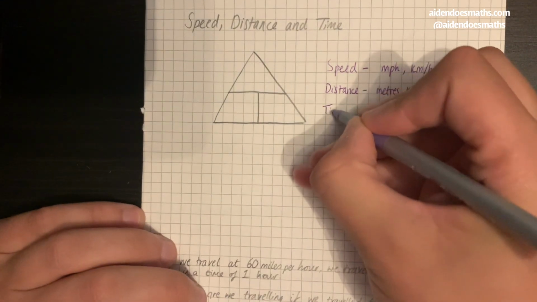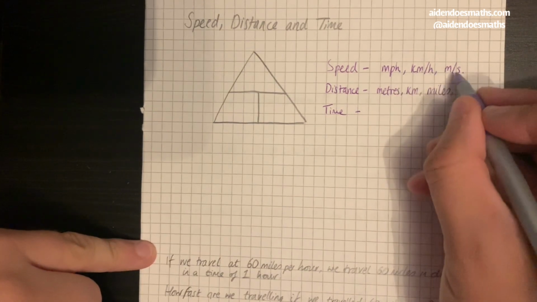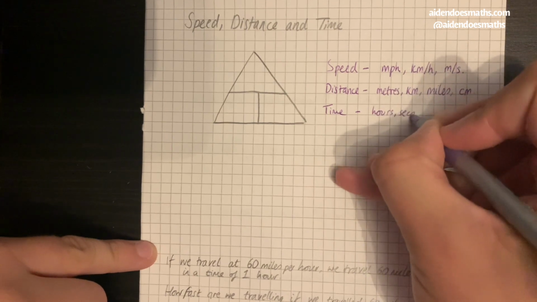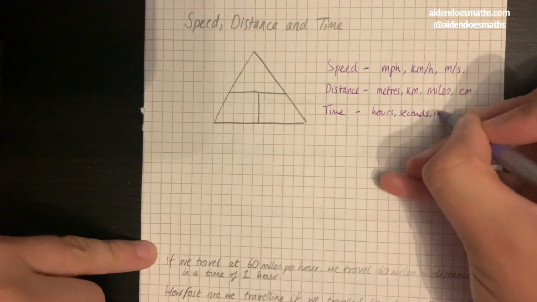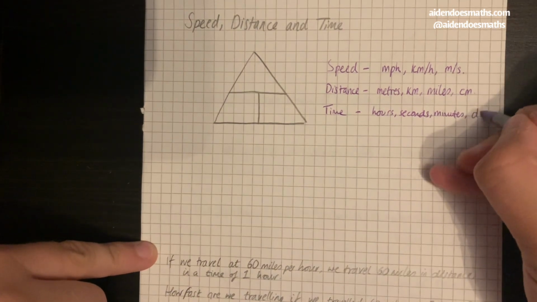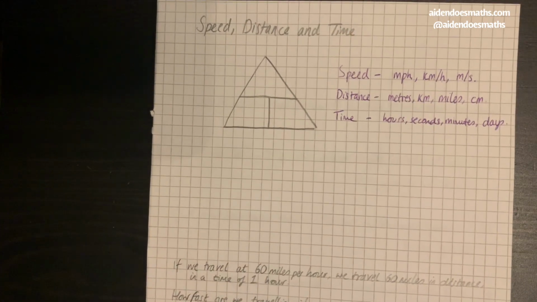And lastly, we've got time. Measures of time, we can see here are hours and seconds. We've also got minutes. It doesn't just have to be periods within the day. We could say days. If we're traveling a very long distance, we could look at how many days it takes rather than splitting it into hours, minutes, or seconds.